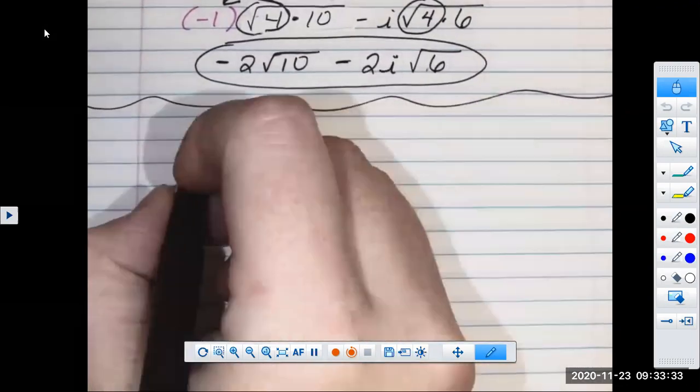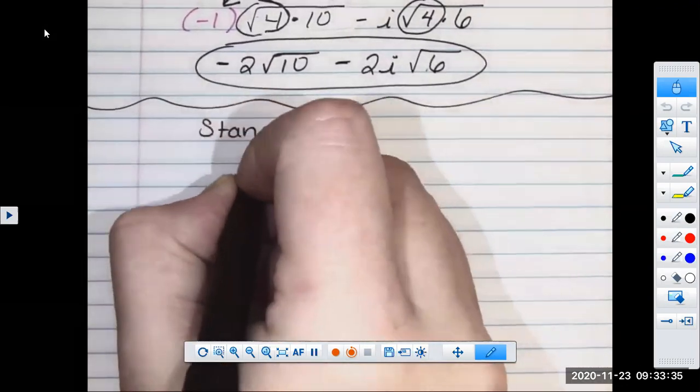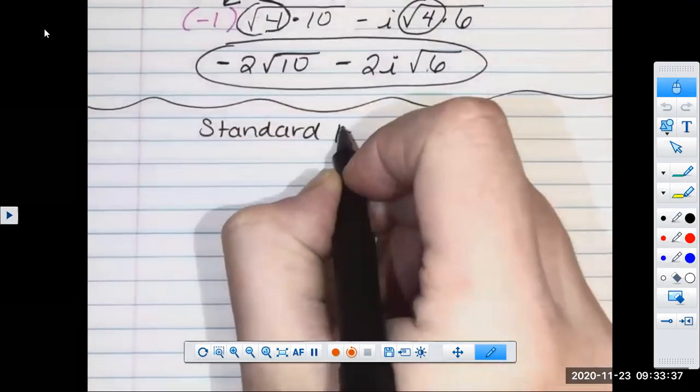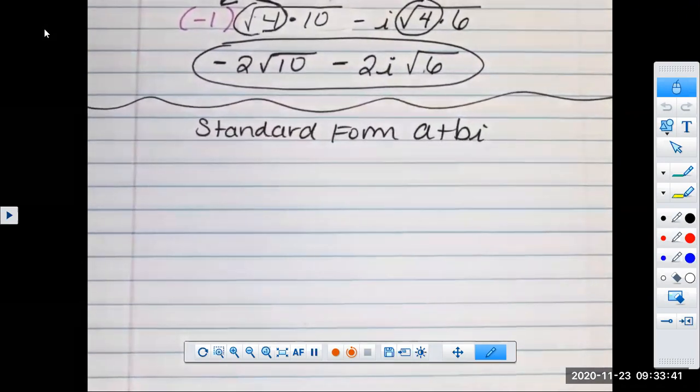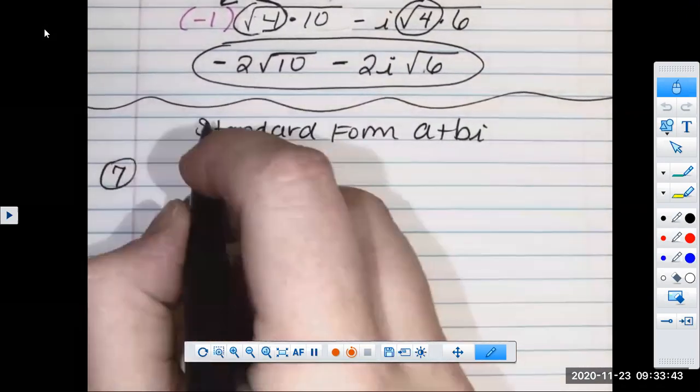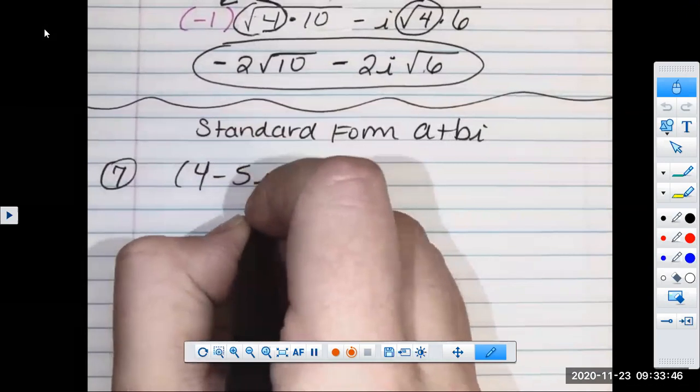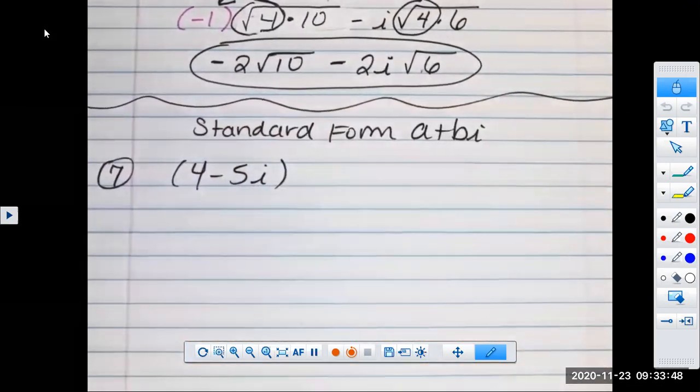Okay, remember that all of your answers are going to say leave it in standard form. And recall from the other day when we talked about that, it is a plus bi. This is number 7 in your notes, and we actually did one like this the other day. Actually, we did that one.